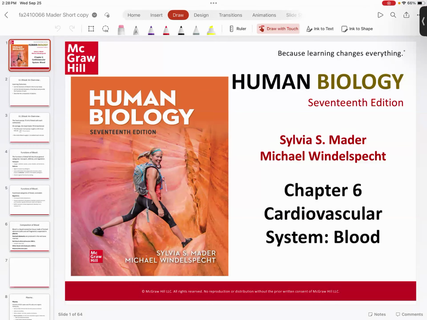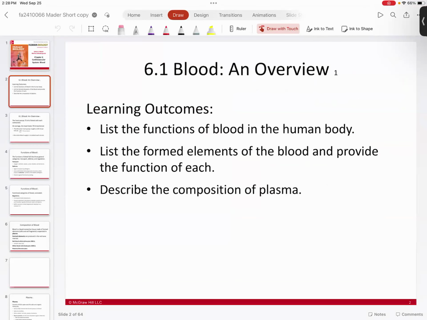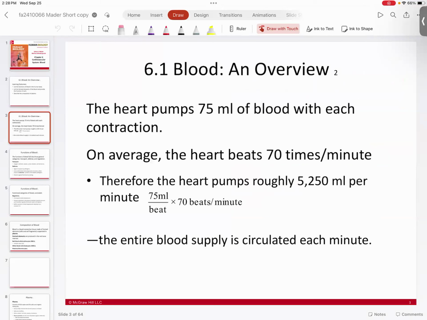Chapter 6. So basically we're going to be taking a look at blood, because that's the final piece. So we talked about vessels, we talked about the heart pump, and now the blood is the last piece of the triumvirate of the cardiovascular system.